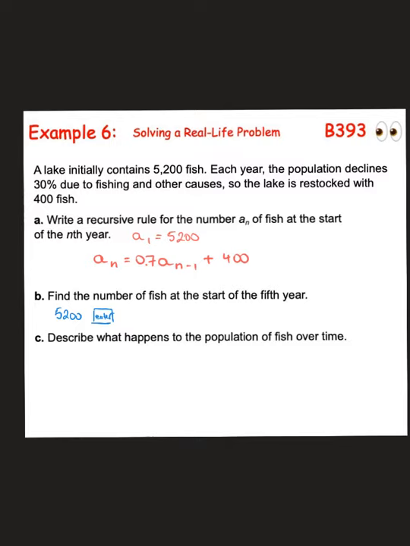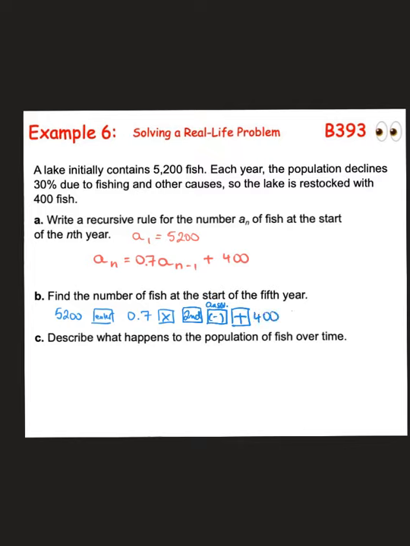Then you're going to punch in 0.7 and then the times. Then you enter second and the minus symbol, which stands for the answer, and then plus and then the number 400.